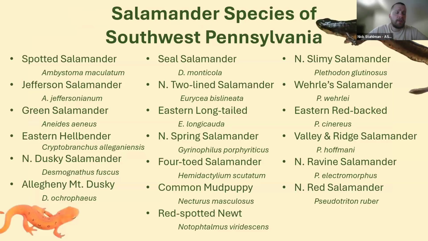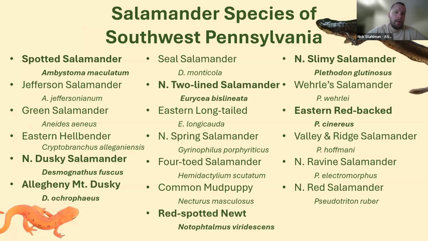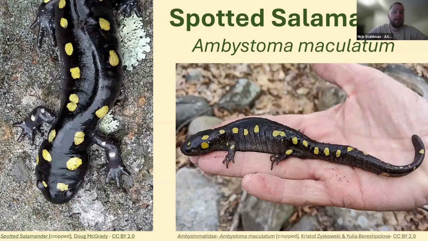Here are the salamander species of Southwest PA. We've got quite the diversity of different families as well as different life cycles. In particular, we're just going to cover 7 of them. It's almost like 8 because the red spotted newt's a twofer. But up first, we have the spotted salamander.